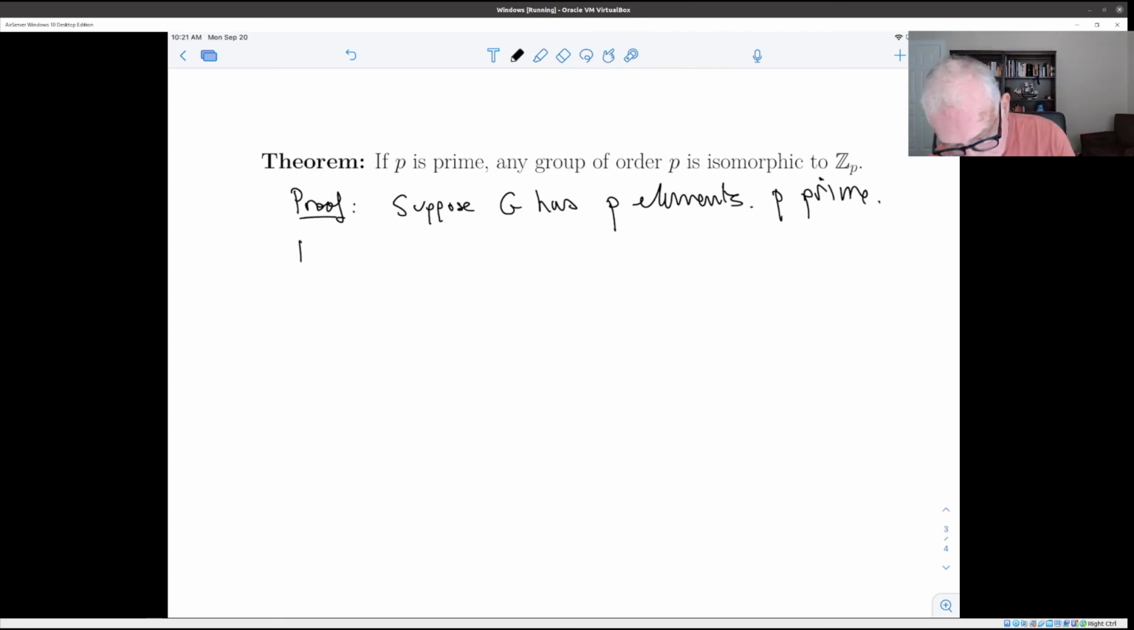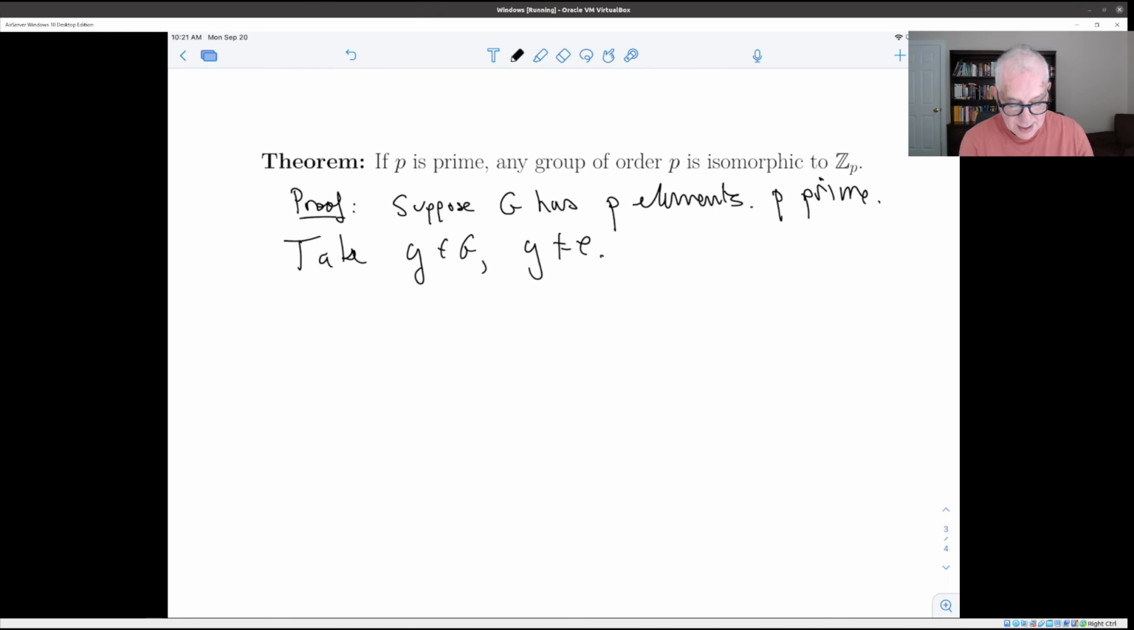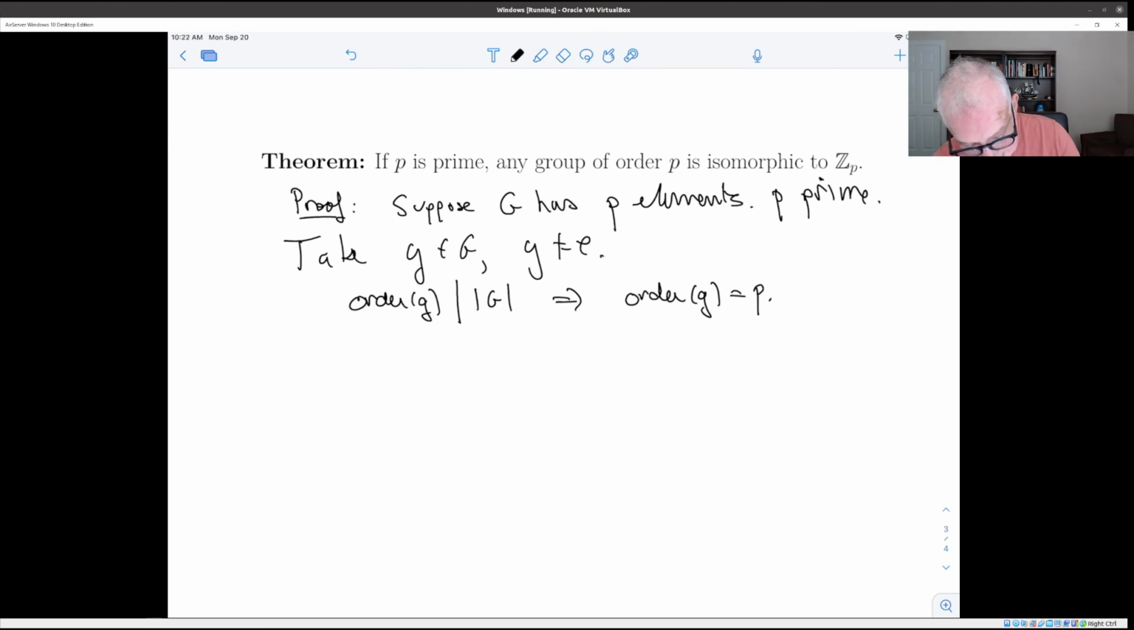So take an element g in G, which is not equal to the identity, and we know that the order of g has to divide the number of elements in G, by Lagrange's theorem, which tells us that the order of g has to equal p because it can't be 1 because g is not the identity. And the only possible divisors of p are 1 and p. And that tells us that G has to be 1, g, g squared, up to g to the p minus 1, because these have to all be different, and G only has p elements, and we found p elements.